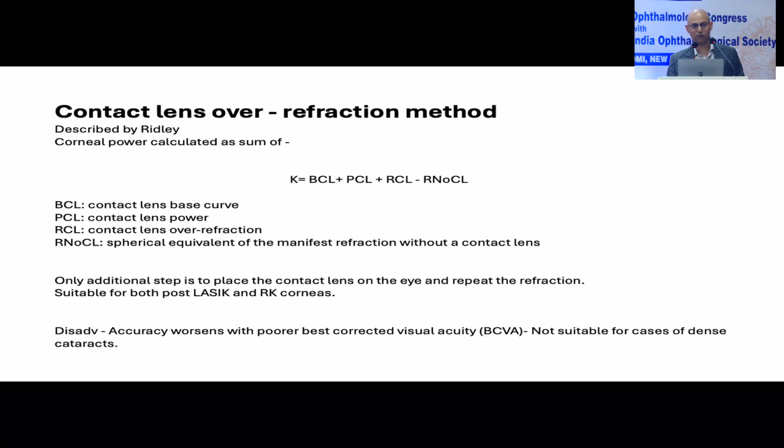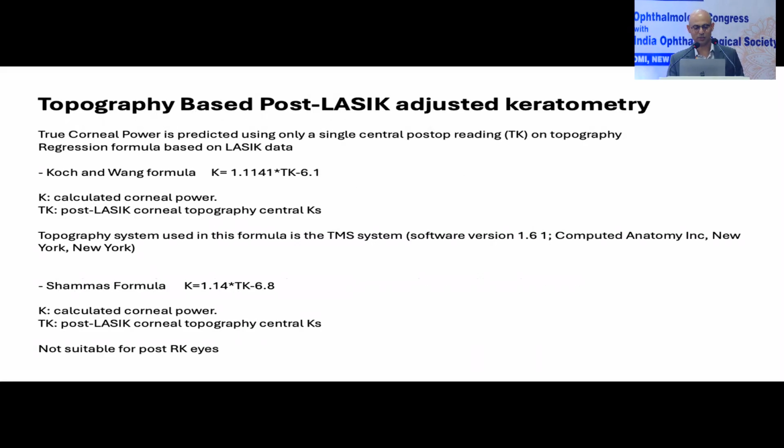Now, you have to, of course, put a rigid lens over the patient's eye to be able to do this, which is a bit of a cumbersome thing. Disadvantage is the accuracy worsens when the vision is less. So if you have a dense cataract, you can't really get much reliable readings with this.